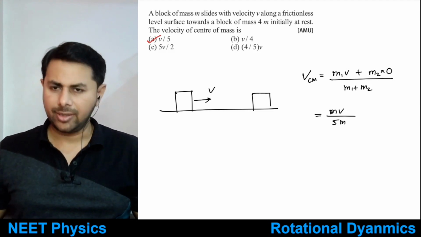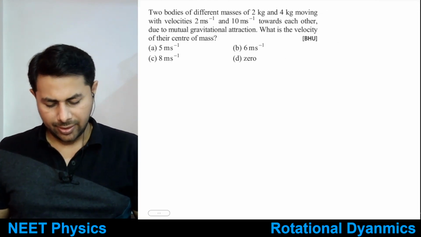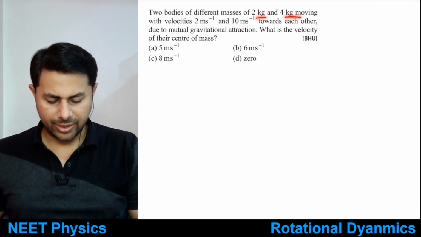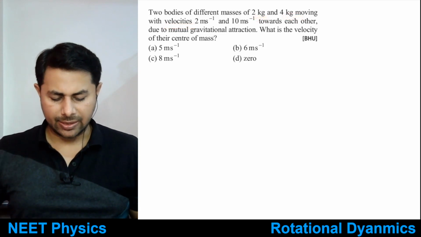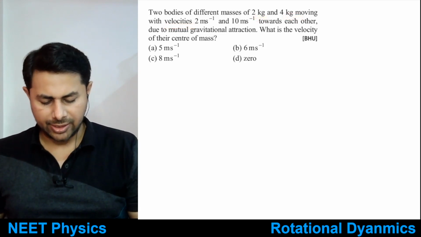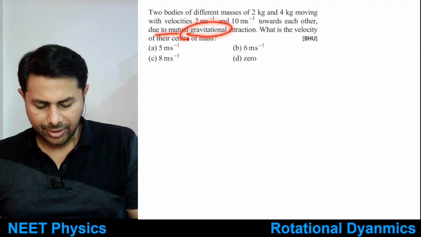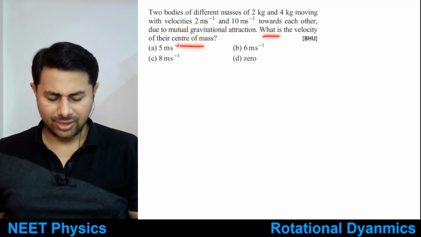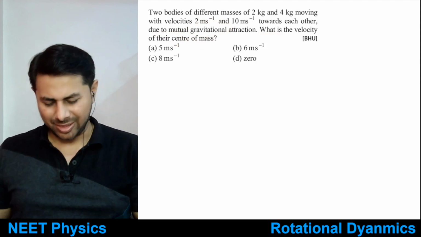Right, so this is very simple. Let's see the next one. Two bodies of different masses of 2 kg and 4 kg moving with velocities 2 meters per second and 10 meters per second towards each other due to mutual gravitational attraction. Again the same thing. What is the velocity of center of mass?